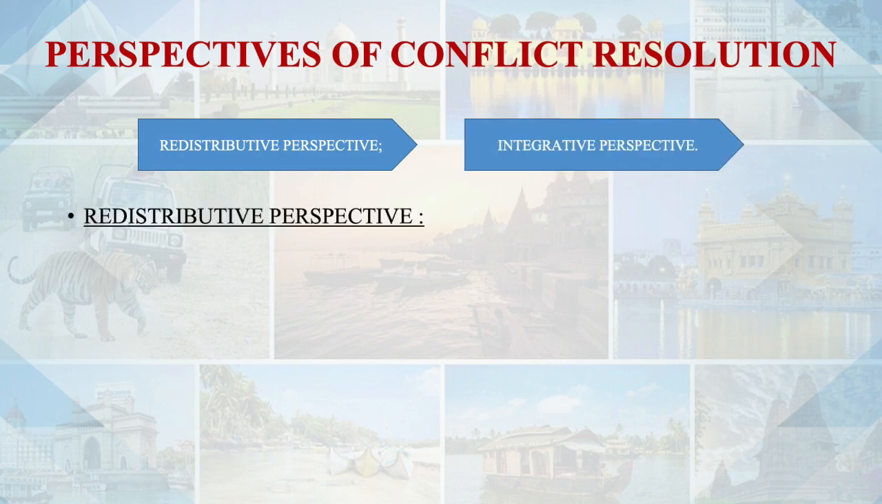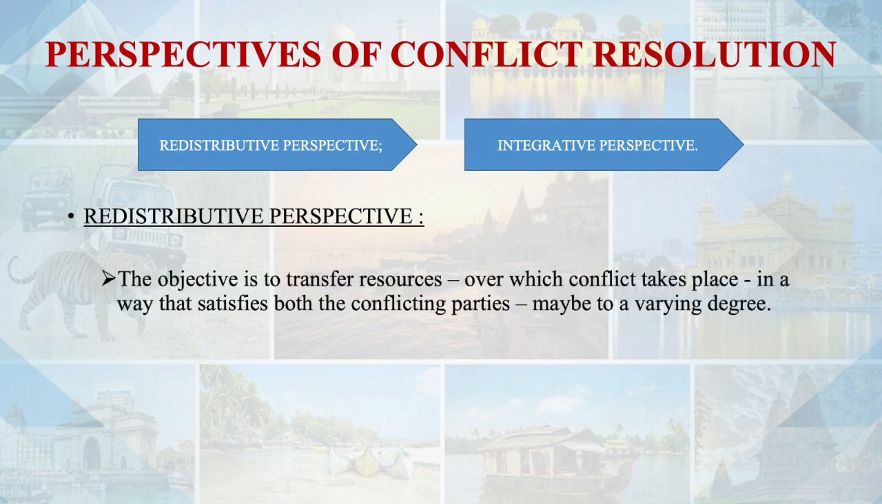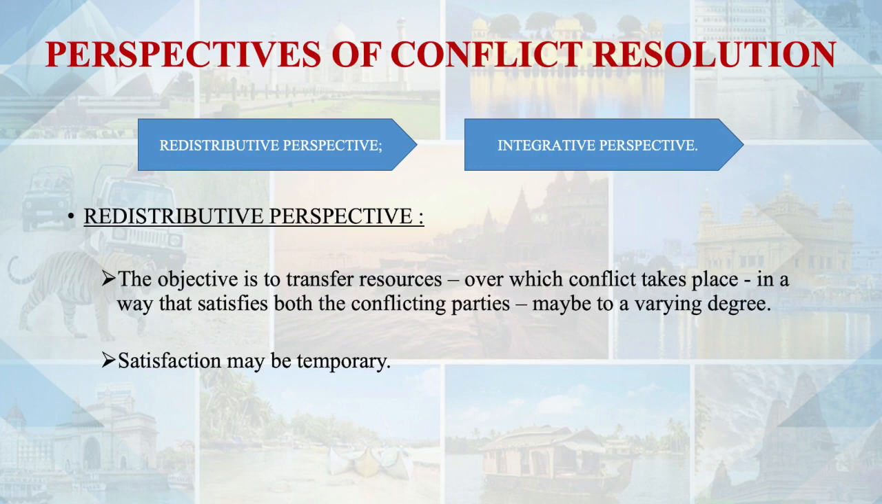So what is the redistributive perspective? Under the redistributive perspective, the main aim is the transfer of resources over which conflict takes place in a way that satisfies both the conflicting parties, maybe to a varying degree. Redistributive means distribution of resources. So when the conflict is arising, the resolution has to take place in a manner that satisfies both conflicting parties by transferring the resources. This satisfaction can be of varying degree, but it may be on a temporary note.